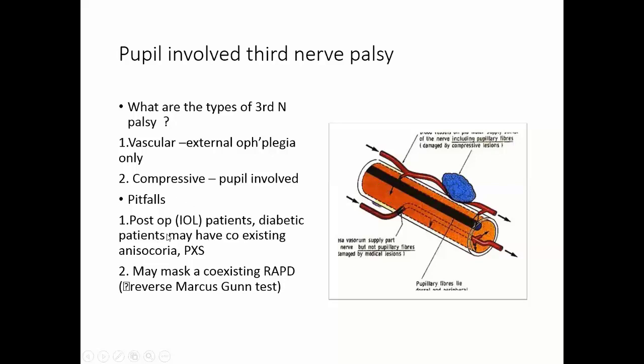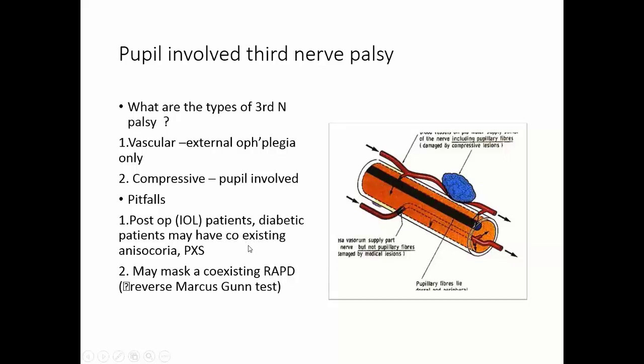There are some pitfalls when you try to examine with a torch, because some of these elderly patients especially have undergone IOL surgery. During the surgery, the surgeon may have damaged the sphincter. So you may get a different pupillary defect, which is not due to this pial vessel compression.